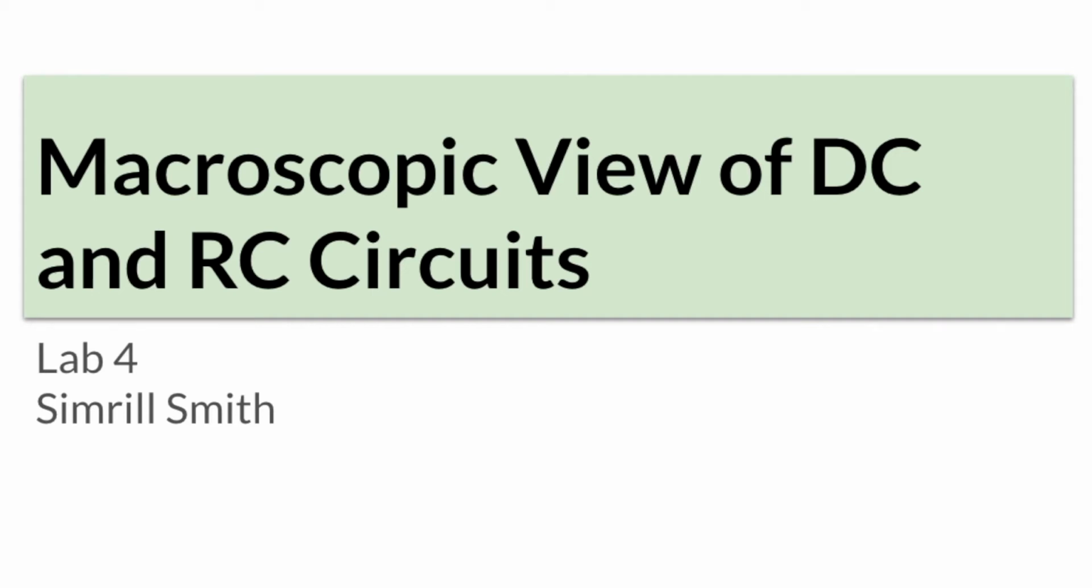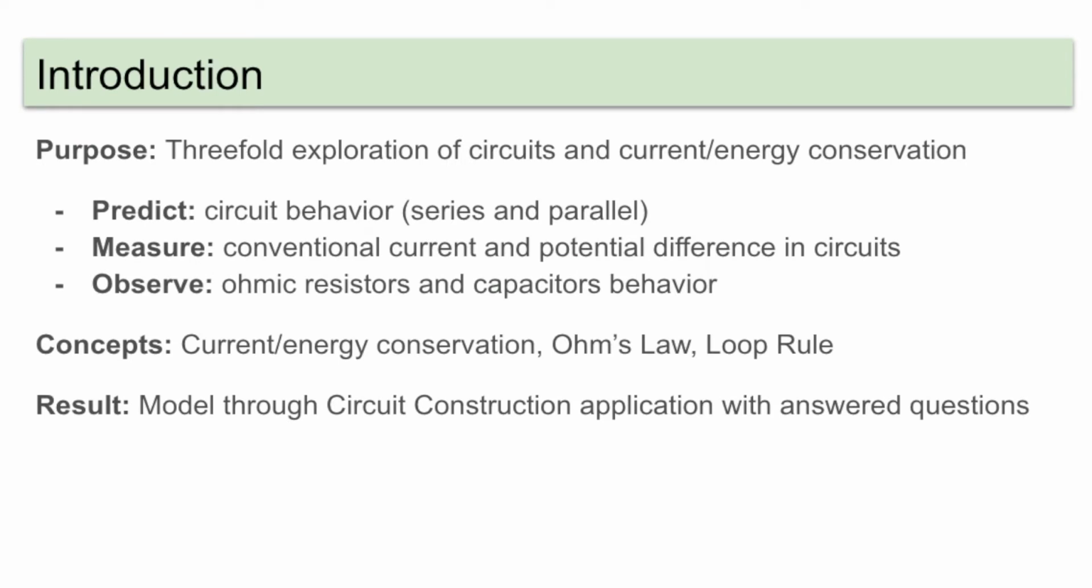This physics lab focused on DC and RC circuits. The purpose of this lab was to explore circuits and current and energy conservation. Part 1 involved predicting circuit behavior based on our understanding of Ohm's law. Part 2, how to measure conventional current and potential difference in circuits.